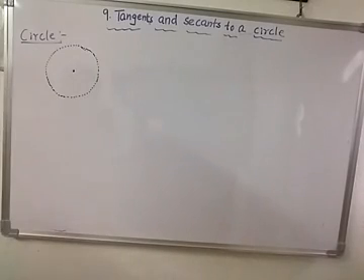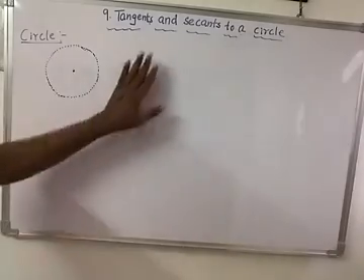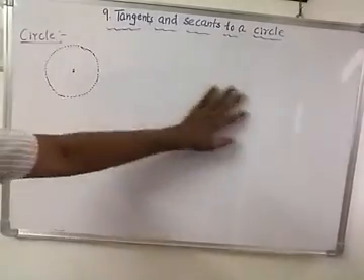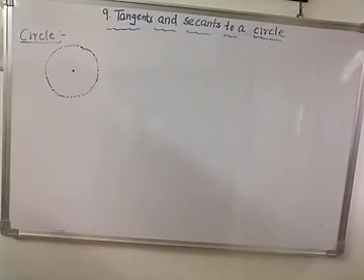A circle is a collection of all points in a plane. So what is a plane? A smooth surface we call a plane. For example, a blackboard or floor.